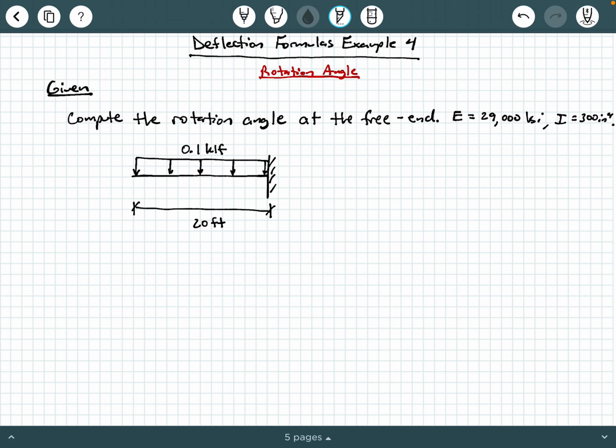Hey everybody, Dr. A here, and in this video we're going to be exploring another example of how to use deflection formulas, and in particular we're really going to be looking at a rotation angle formula in this example. So let's go ahead and get started.